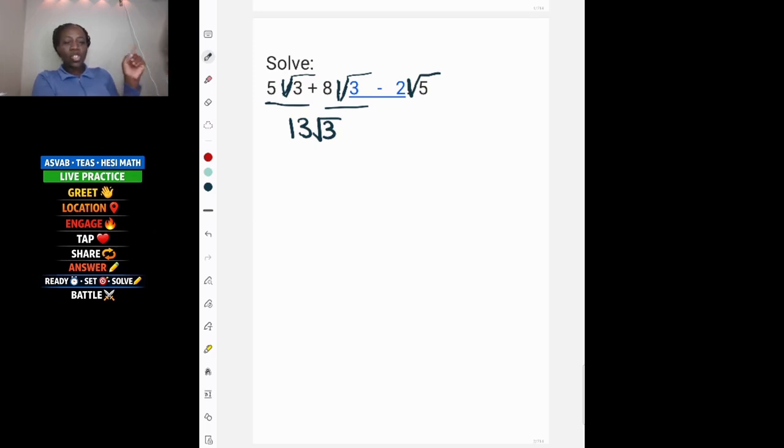When you have 13 root 3, look at the other one, negative 2 root 5. Root 5 is not the same as root 3, right? Then we just leave it as negative 2 root 5. And that will be our answer.